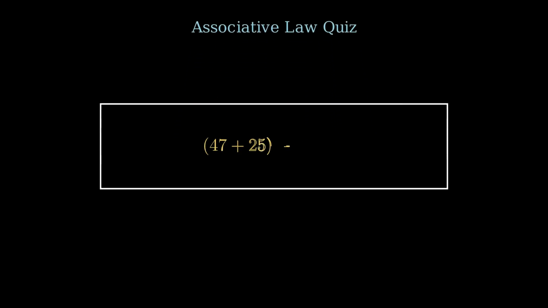Now, let's test your understanding of the associative law with a challenge. Look at this expression, open parenthesis 47 plus 25 close parenthesis plus 75. Adding 47 and 25 first might be tricky. Use the associative property to regroup the numbers and make this calculation much easier. Pause the video and try it yourself.